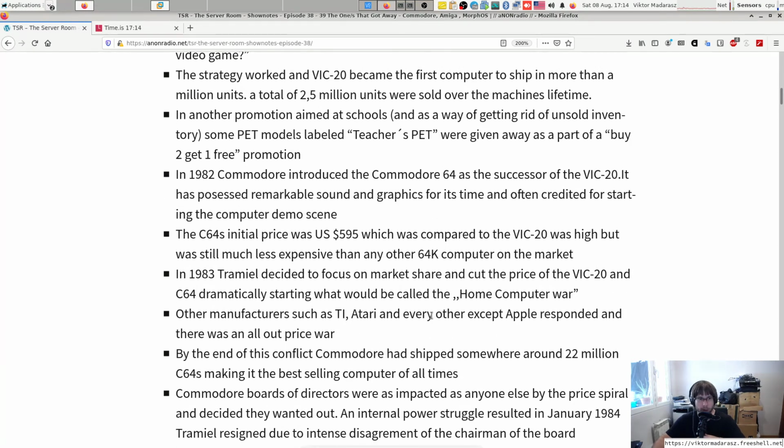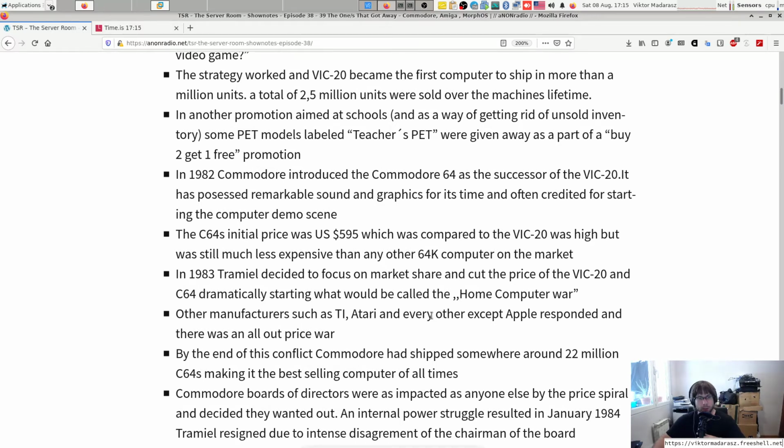In 1982, when I was born, Commodore introduced the Commodore 64 as the successor of the VIC-20. It possessed remarkable sound and graphics for its time, and is often credited for the start of the computer demo scene. The C64's initial price was US$595, which compared to the VIC-20 was high, but was still much less expensive than any other 64K computer on the market.